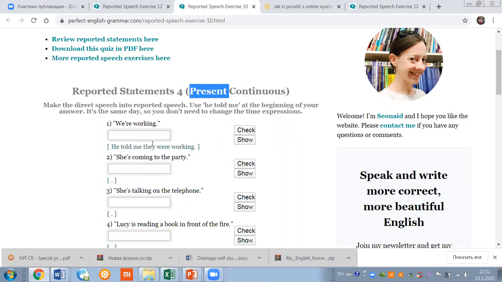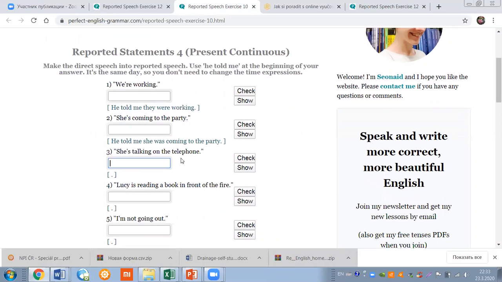He told me they were working. "Are" is changed to "were". The rest is the same. She's coming to the party. "Is coming" is present continuous, and we change it to past continuous. What's the past continuous of "is coming"? So it's "was coming".